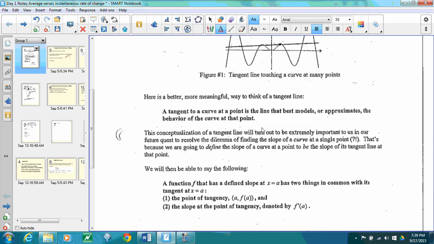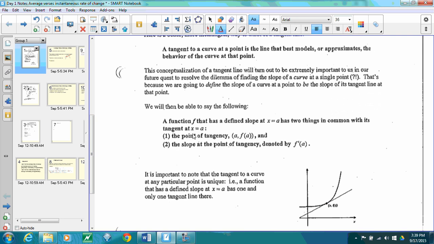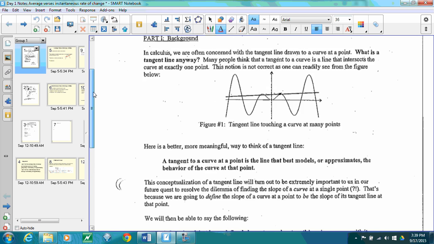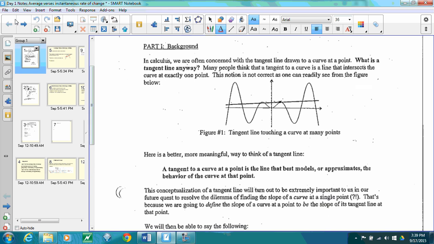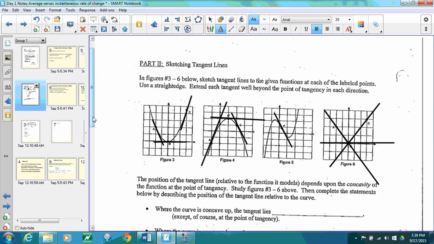The other main thing on this page you want to know is this definition of a tangent: a tangent and a function at x equals a have two things in common, the point of tangency and the slope of the tangent. This is an example of a curve with a tangent. They share this point, and the slope at that point is the same for that line and for the curve. So please pause or at some point read through this to learn a little bit more about tangent lines.